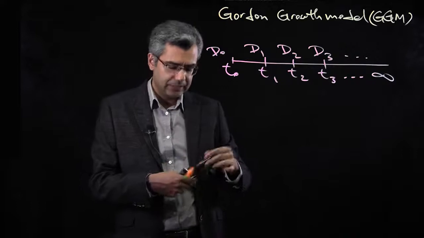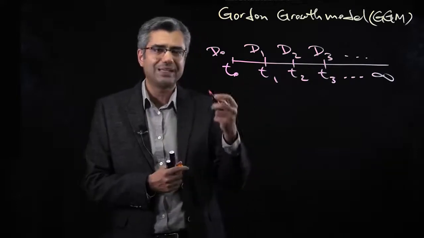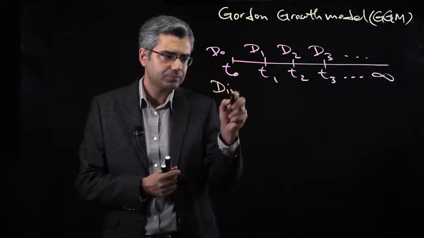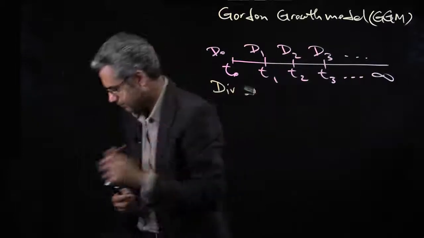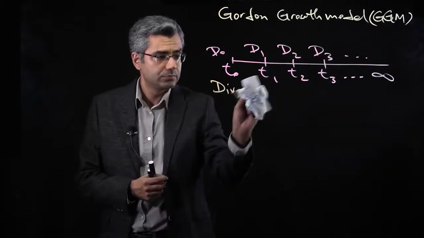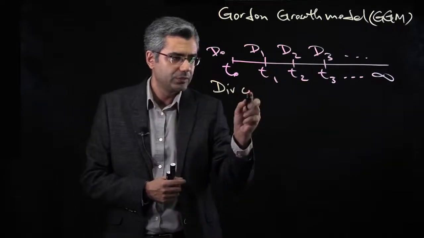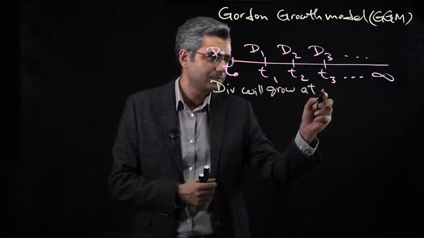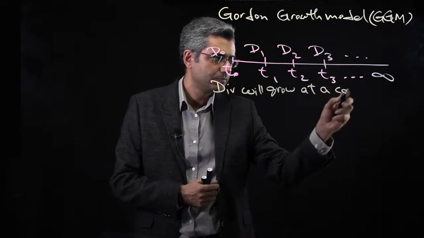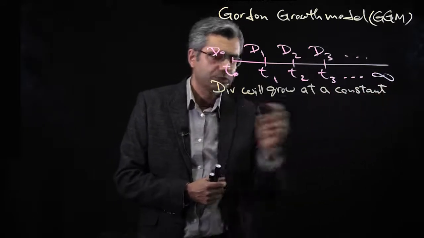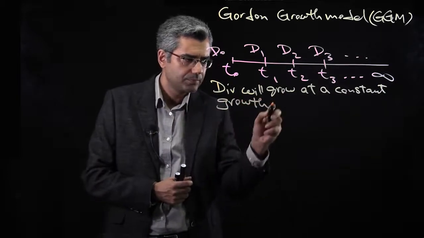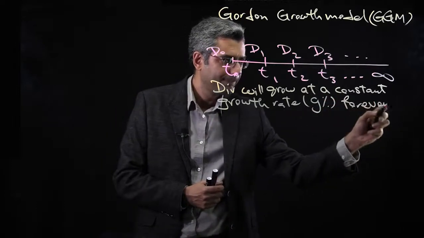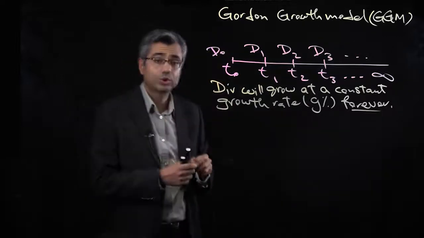So the main assumption here is the dividend is growing at a constant growth rate, which I name G, forever. So the dividend must grow forever.